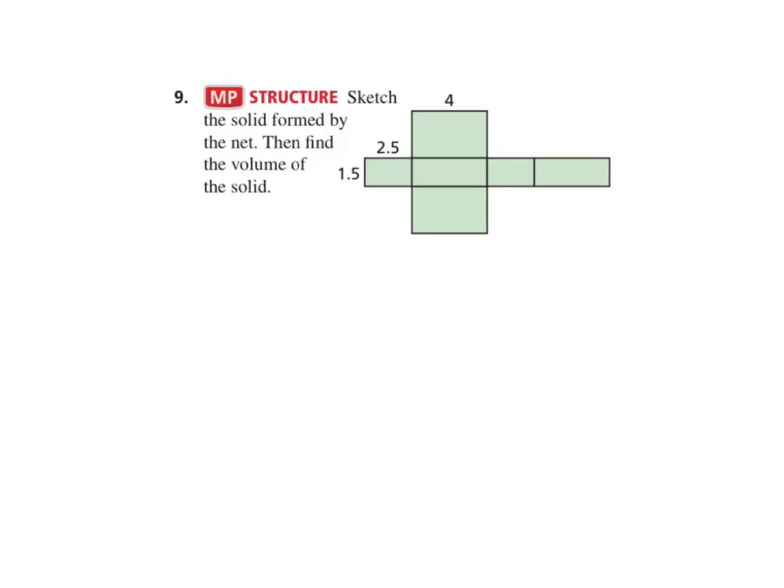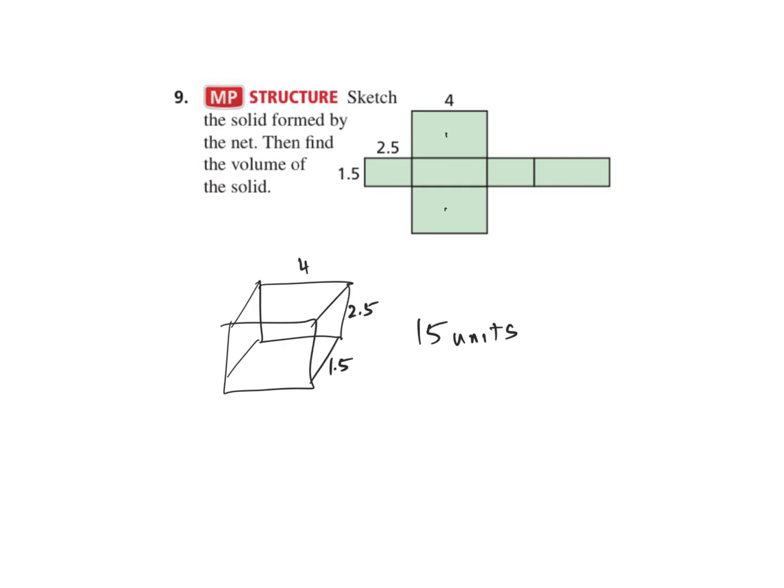Okay, number 9, sketch the solid formed by the net. Well, what do we have here? We have 2 side triangles. This would be the back and the front here. That's those 2. Then we have this little side piece. So let's do it this way, 2.5, and this will be 1.5. And then this is 4. All right, so then the volume of that is 1.5 times 2.5 times 4. And that gives us 15 cubic units.